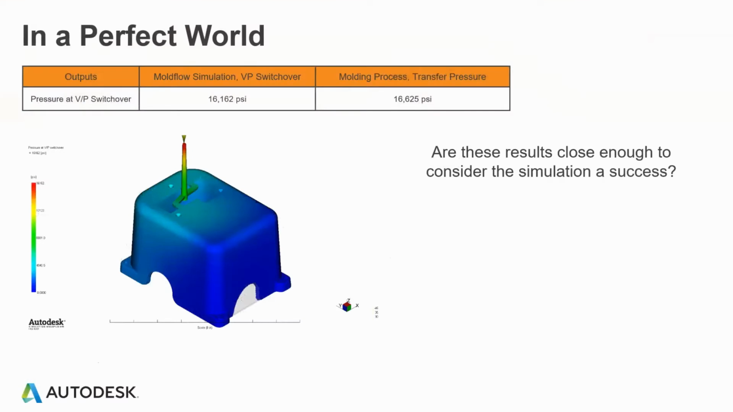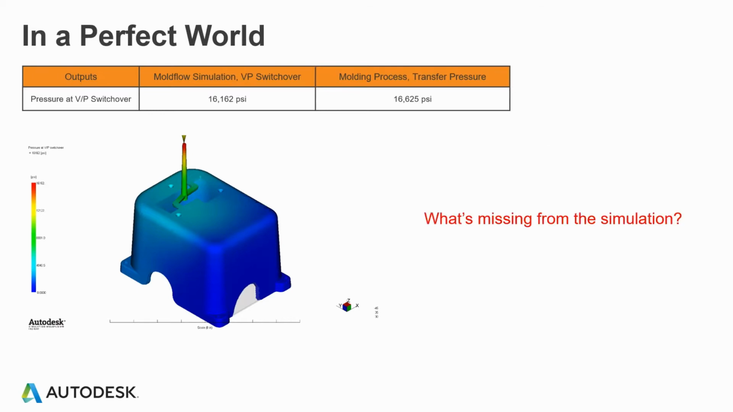And in front of you, you have a pressure plot from Moldflow. This would represent the system pressure for this part. And I'm getting a pressure prediction of 16,162 PSI. Jason has given me a transfer pressure off the shop floor of 16,625 PSI. And what I would ask is, if you think among yourself, is this result close enough that you would consider this a success?